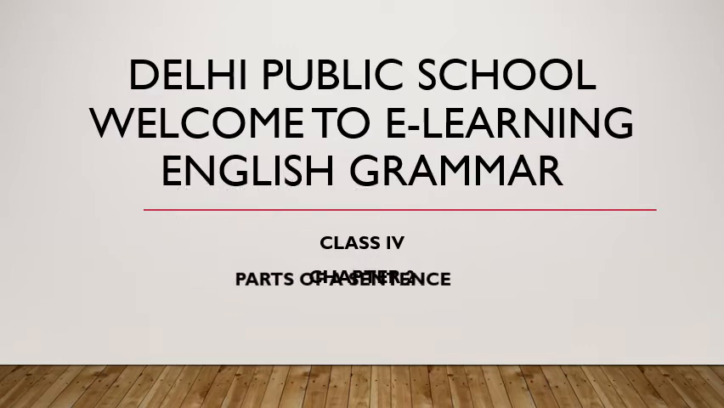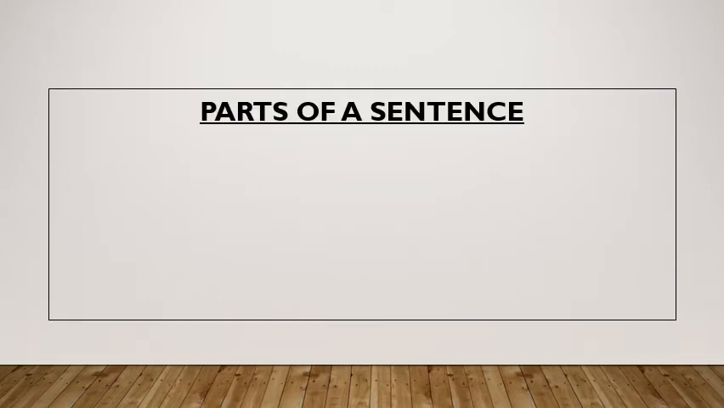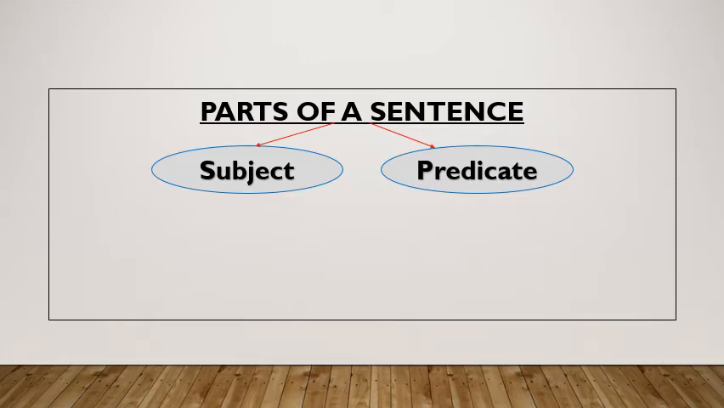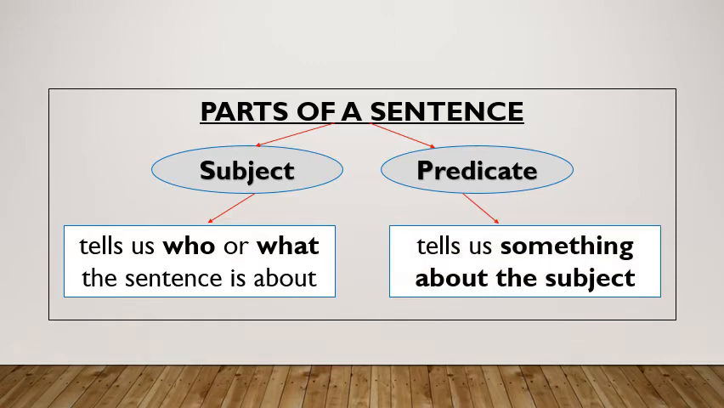Chapter 2, parts of a sentence. So today we'll study what are the parts of a sentence. It has two parts. First, subject. Second, predicate. So there are two parts of a sentence. One is subject and the other one is the predicate. Let's see what is a subject. A subject tells us who or what the sentence is about, and the predicate tells us something about the subject.